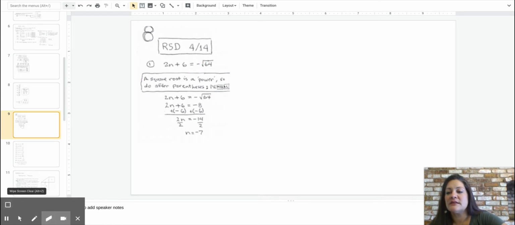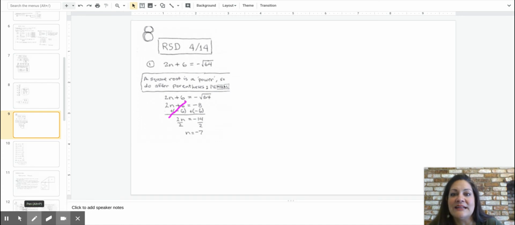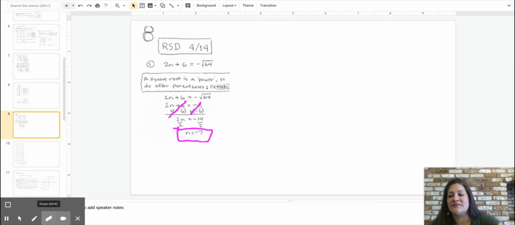Erase. All right, so here we have 2n plus 6 equals negative 8. We are going to first cancel out the 6. So we're going to subtract, or I guess add negative 6 to each side. Leaves us with 2n equals negative 14. Divide both sides by 2. Our answer is n equals negative 7. Okay. I always like solving for a variable.